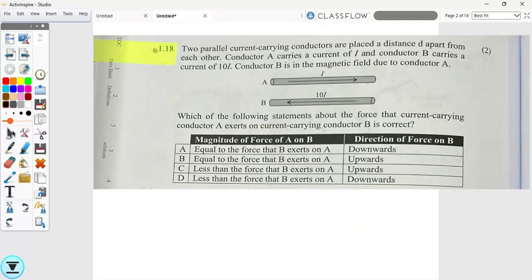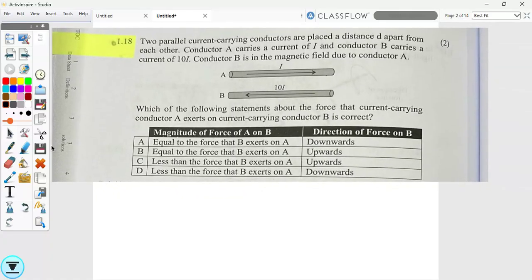This one we have definitely not done. Two current carrying conductors, but they are trying to catch you, so I'm going to go straight to the answer. The question says: which of the following statements about the force that the current carrying conductor A exerts on current carrying conductor B is correct? So, what do you know about the forces between those wires before you even look at anything else in the question?